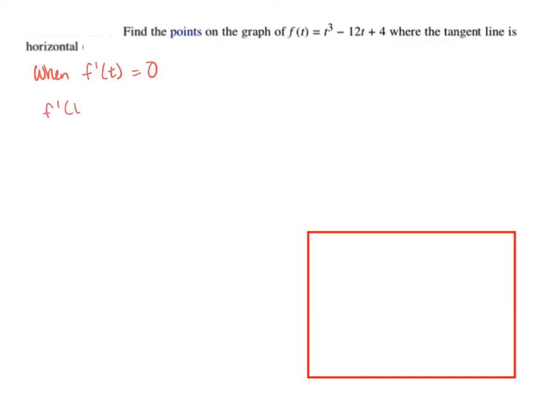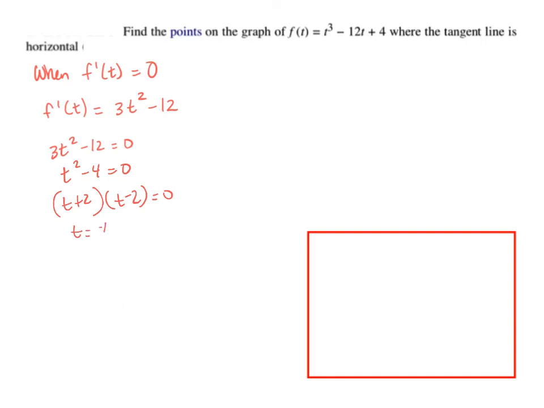So our first job is to find f prime of t. Power rule. 3t squared minus 12. Set the derivative equal to 0 and solve it. Divide by 3. Factor. It's a difference of squares pattern, or you could solve with square roots. Either way, we get plus and minus 2. Those are the x values, or t values.